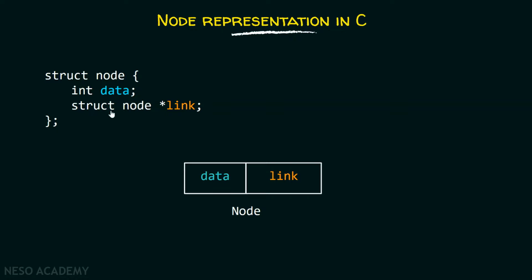Now the second one is struct node star link. Now why is this struct node star link? Because this link is the pointer to some other node, and as I said, a node is nothing but a structure only. So this must be a pointer to a struct node. So link represents the pointer to struct node. That is why this must be struct node star link. Isn't this a self-referential structure? Right, this is a self-referential structure. So a node is nothing but a self-referential structure in C programming.